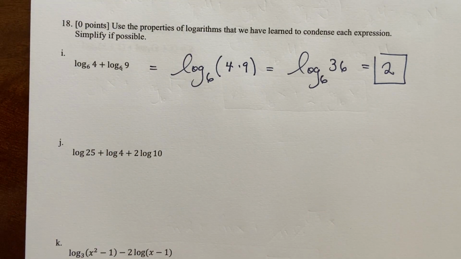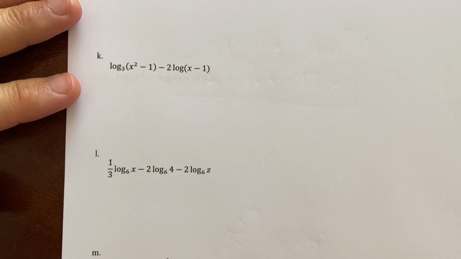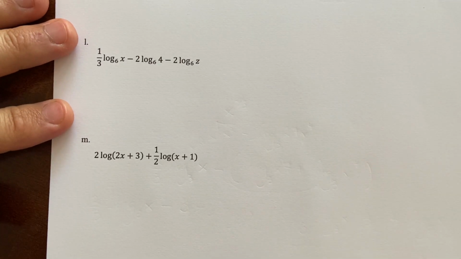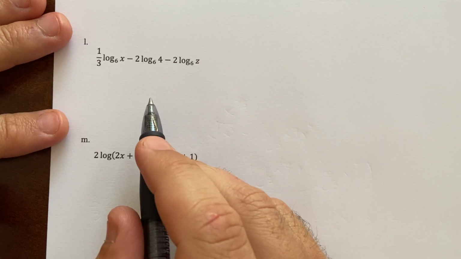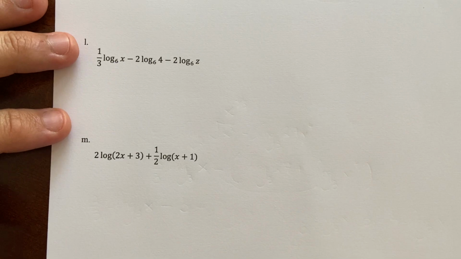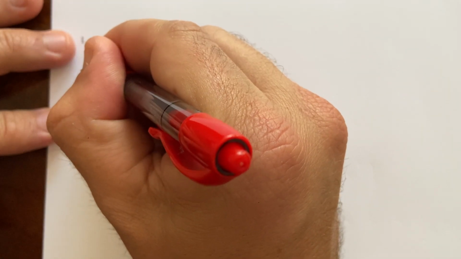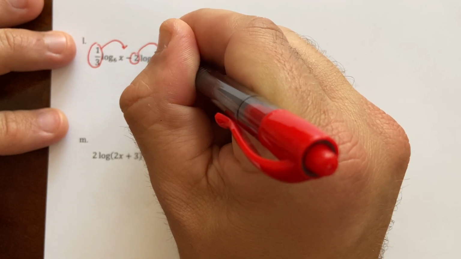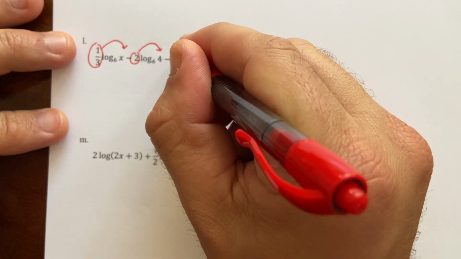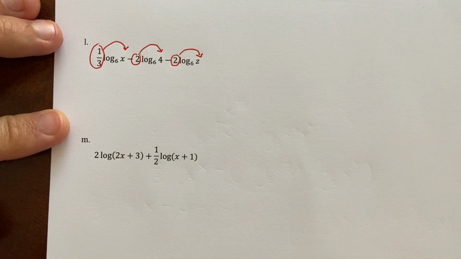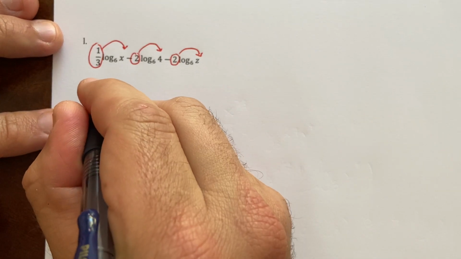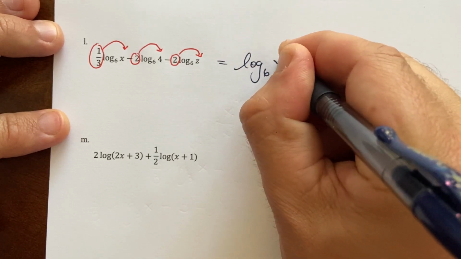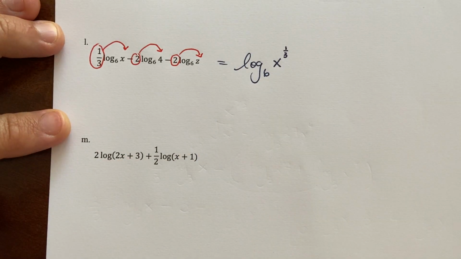Okay. Let's do a slightly more complicated one. I'll go down here to L. So first on L, what I need to do is actually bring up these as powers. So I can use that property first. So I'll go log base 6 of x to the 1/3. You can write that as a cube root if you want.